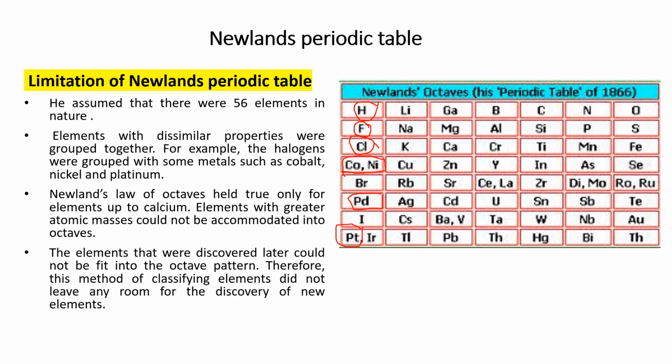Newlands' law of octaves held true only for elements up to calcium. Elements with greater atomic masses could not be accommodated into octaves. The elements that were discovered later could not fit into the octave pattern. Therefore, this method of classifying elements did not leave any room for the discovery of new elements. You see, there is no space for new elements.